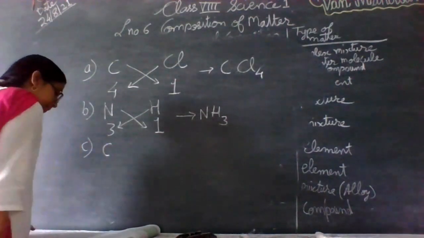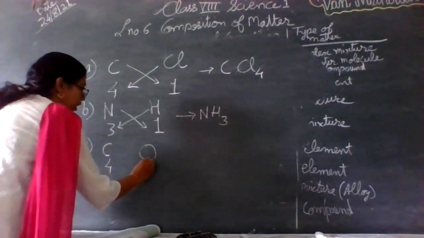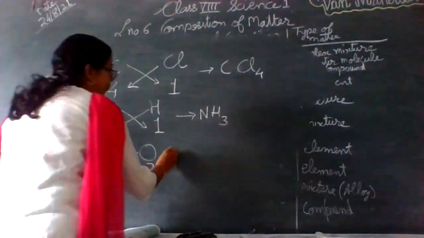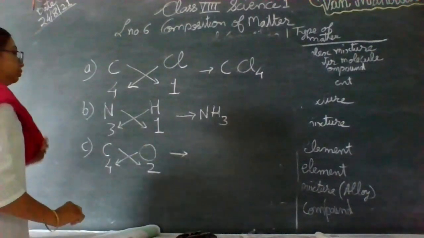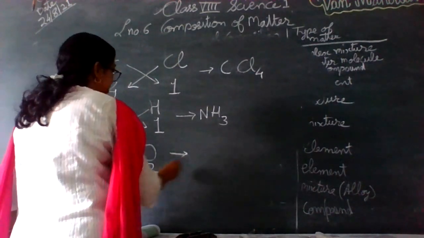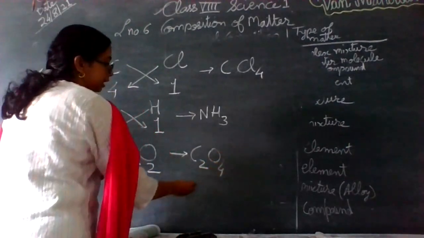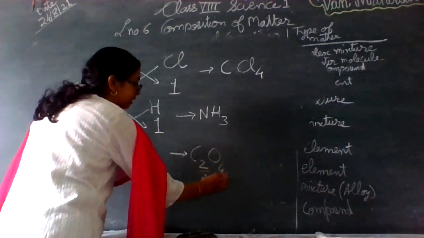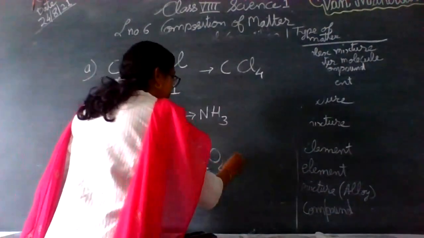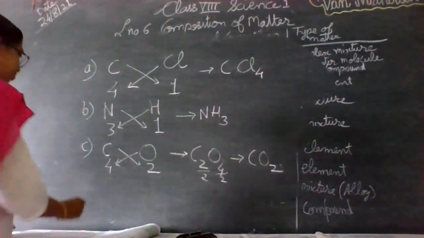Next one, carbon and oxygen. Carbon valency is 4, oxygen it is 2. We have already done this example earlier while studying formula making. In that case, we can see that C2 and O4. But as the two subscripts can be divided by the same number, we are going to get CO2. And CO2 gas everybody knows, isn't it?